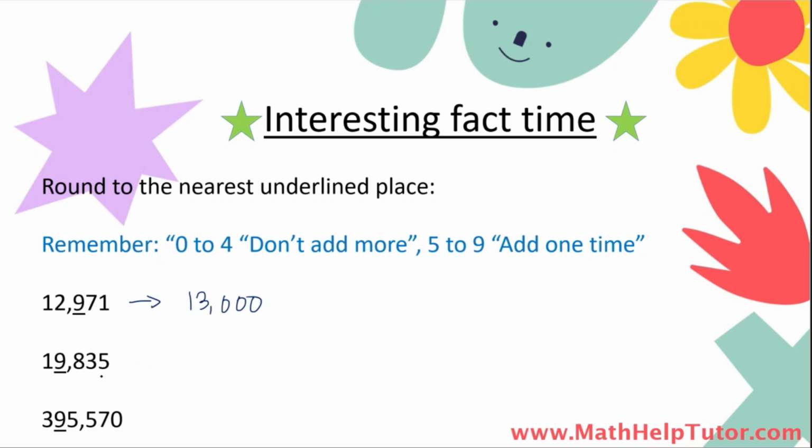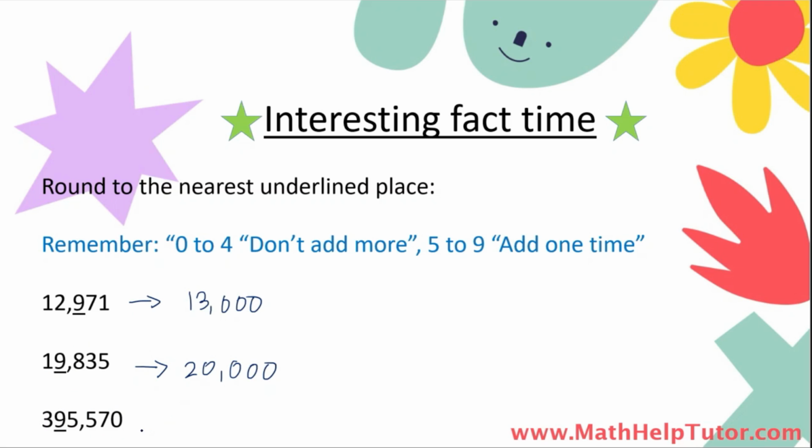Now let's solve the next number. We are being asked to round this number to the nearest thousands. So again, we'll look at the digit to its right, which is 8. And remembering the rhyme, 5 to 9, add one time. So since 8 is within 5 to 9, that means we have to add one time to the place that we are rounding. So 9 becomes 10. But again, we have exceeded the digit 9, so we have to go back to 0 and then add 1 to the place to the left. So 1 plus 1 becomes 2. And then we convert the rest of the digits to the right into zeros. So the answer to rounding this number to the nearest thousands is 20,000.